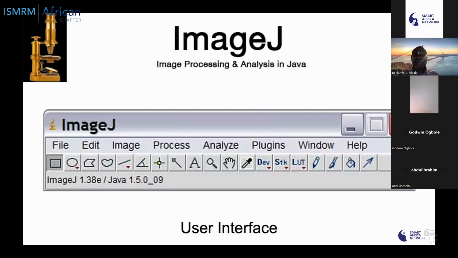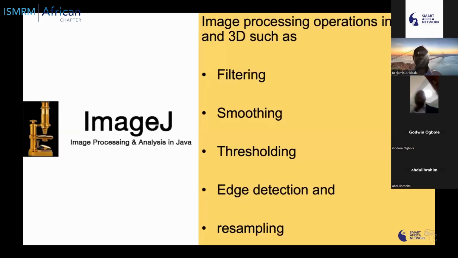So we go to the second one, which is ImageJ. ImageJ is another image processing and analysis tool. It was developed in Java. And so it has a very nice user interface, and it can let you do so many things. Even by looking at this particular landing page, you can start to imagine what ImageJ can do. So ImageJ lets you do filtering, smoothing, thresholding, edge detection, and resampling. So all this can be done.